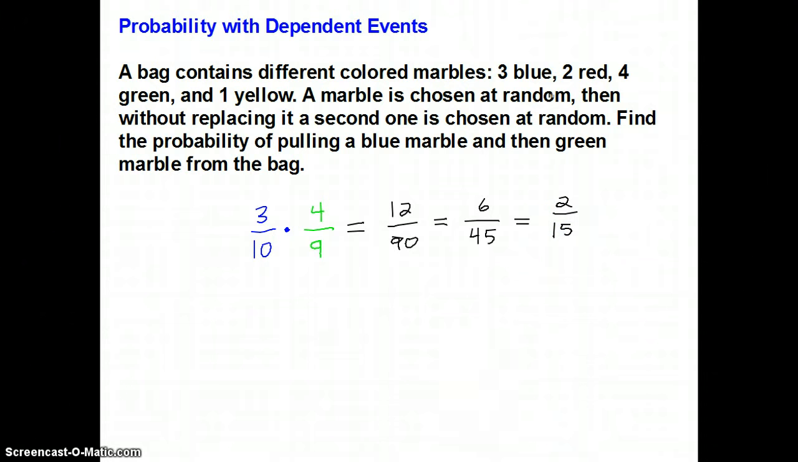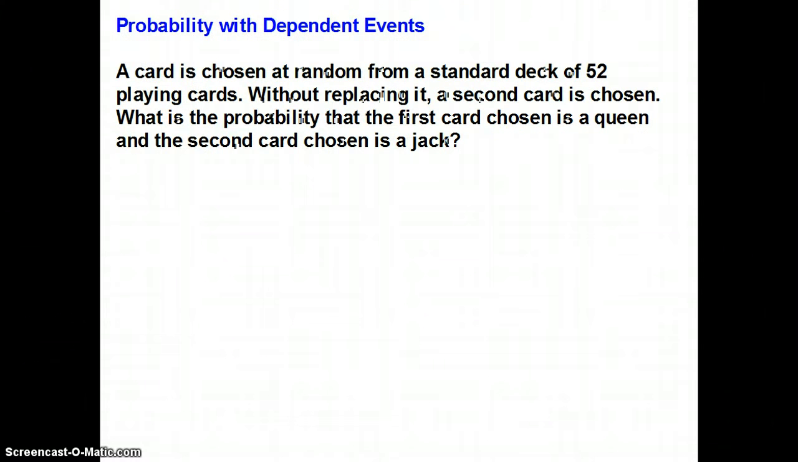Alright, let's look at another dependent problem. We have a card chosen at random from a standard deck of 52 playing cards. Without replacing it, a second card is chosen. What is the probability that the first card chosen is a queen and the second card chosen is a jack?